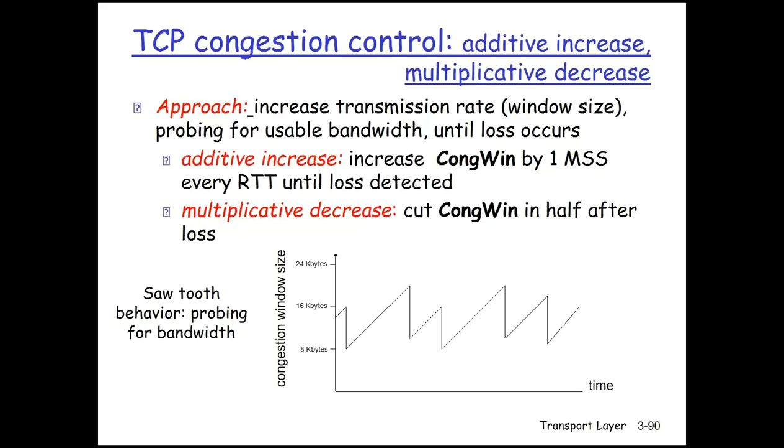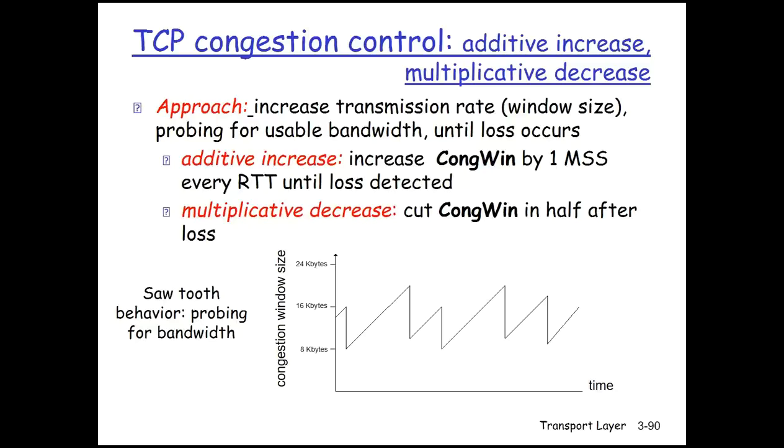Yes. So in 3.7, we're talking about TCP congestion control. And what we're going to see is that it uses something called an additive increase as it increases the congestion window, and a multiplicative decrease when it reduces the size of the congestion window as it incurs loss. The idea is that we continue to increase the transmission rate, namely the size of the window that TCP is using, trying to figure out what is the usable bandwidth until we reach a point where we have loss. Namely, we either run into a timeout situation or we start receiving an excessive number of acknowledgments.